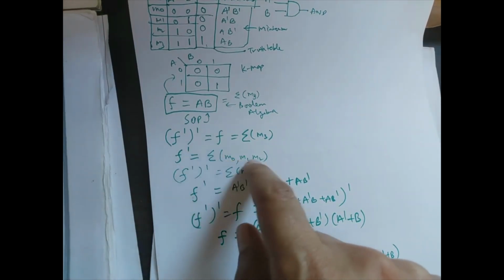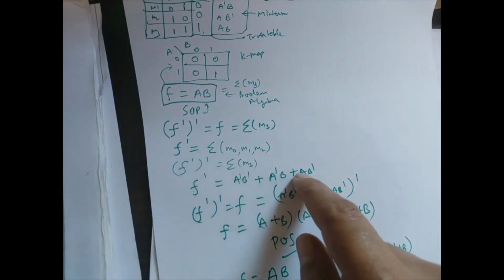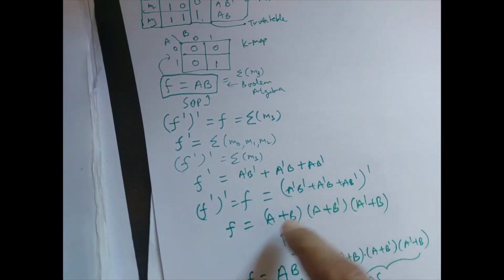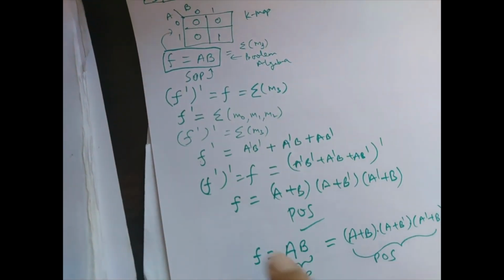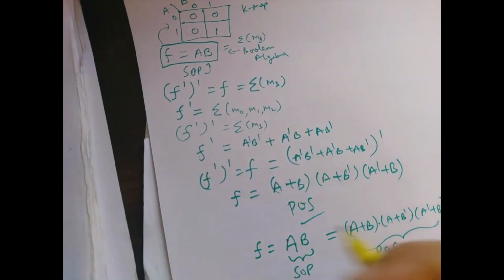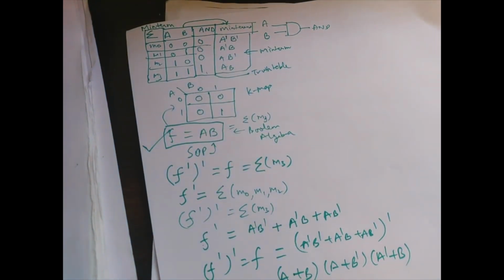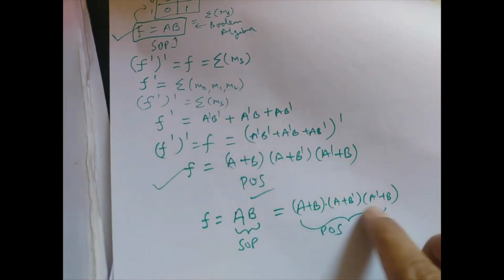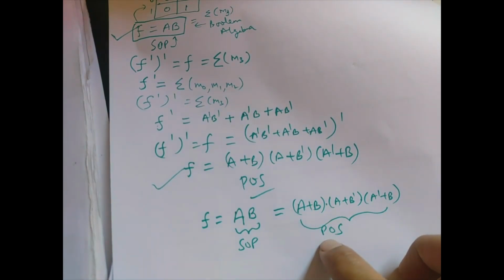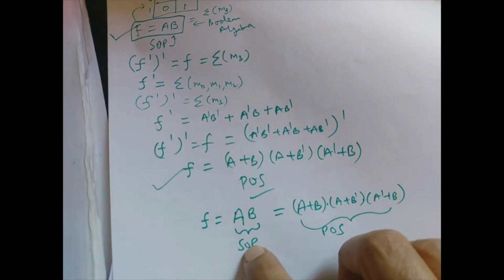So let us write the Boolean expression of f complement, which is this, then take the whole complement, which is this, and this is essentially the same function. So this function can be represented either like this or like this. Both have the same Boolean expression but are expressed in a different way, and the way they are expressed, they are named as product of sums and sum of products.